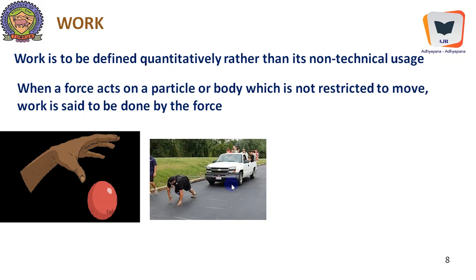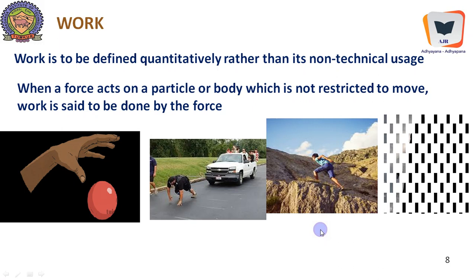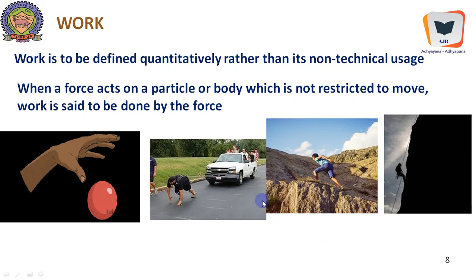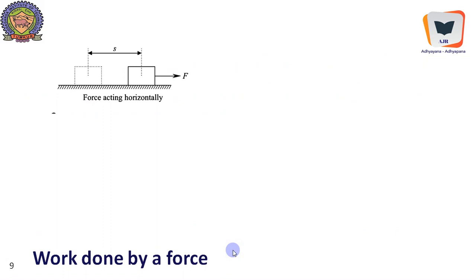When we climb a hillock, work is done. Of course, it is negative work because our weight is acting downwards and we are trying to move upwards. And climbing down the hill is an example of positive work because our weight is acting downwards and we are also going downwards. Summarily, the mathematical definition of work is force times the distance moved along the direction of the force. And we will verify how we can define the work done by a force under various conditions.